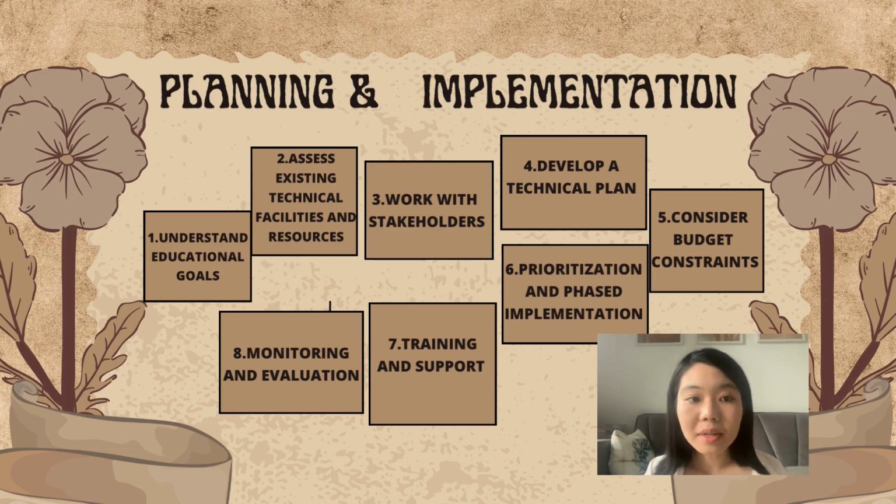The fourth one is develop a technical plan. Develop technical plans based on educational goals and stakeholders' needs. Determine required hardware equipment, software applications, network infrastructure, and others. The fifth is consider budget constraints.